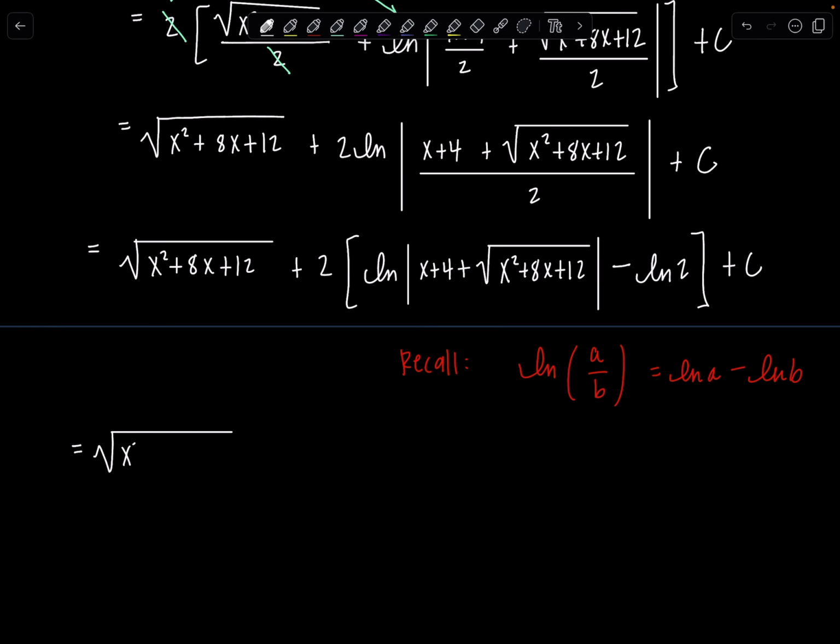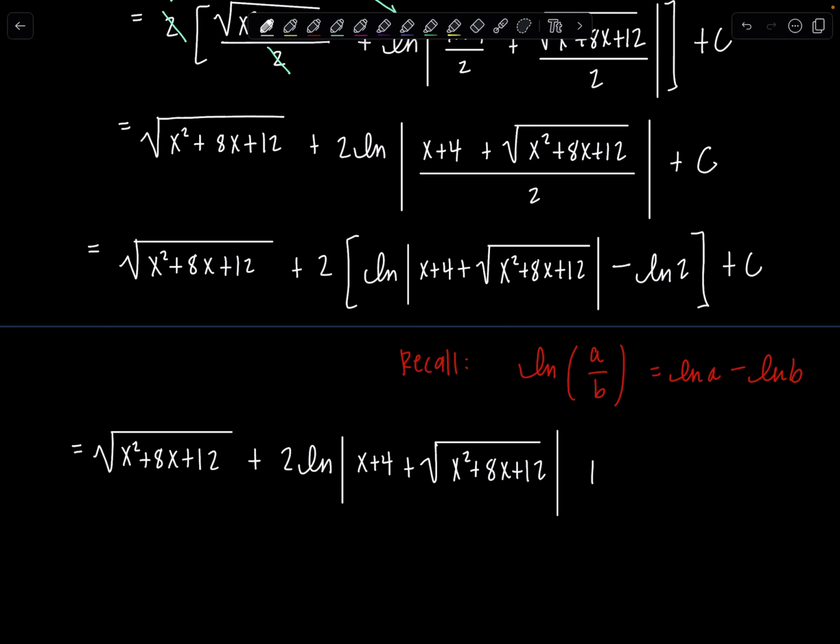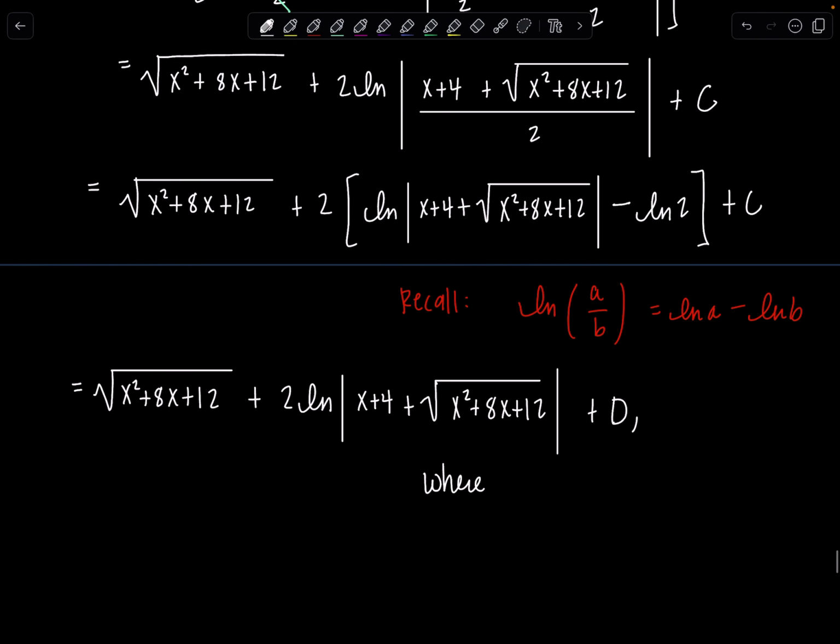So this is radical x squared plus 8x plus 12 plus 2 natural log absolute value x plus 4 plus the square root of x squared plus 8x plus 12. And then you go plus d, where, and you have to tell the people what's this new constant. D is c minus 2 natural log of 2.